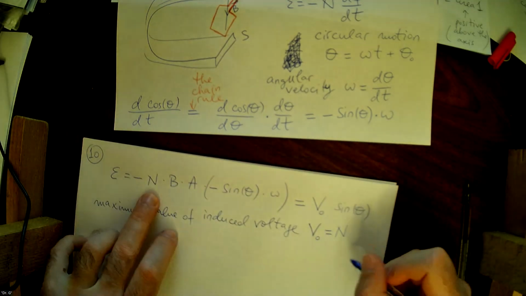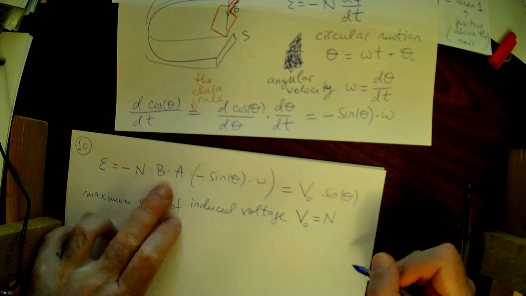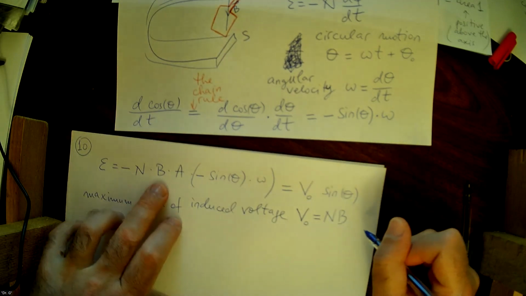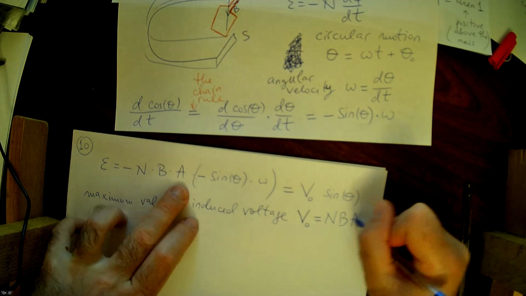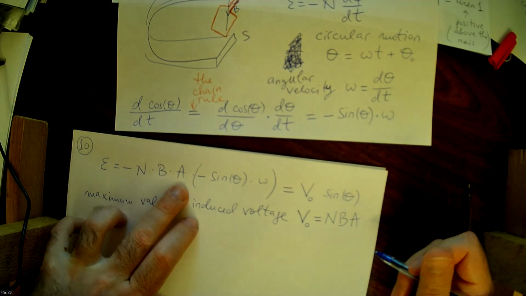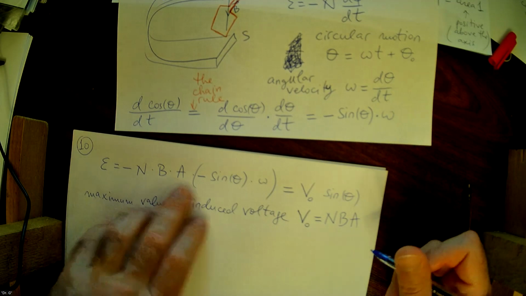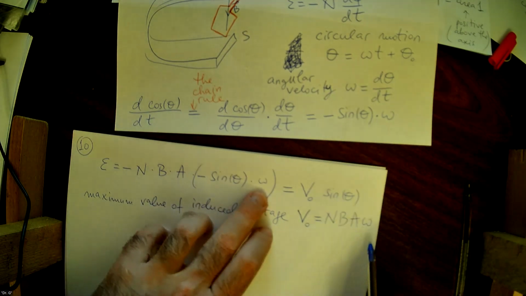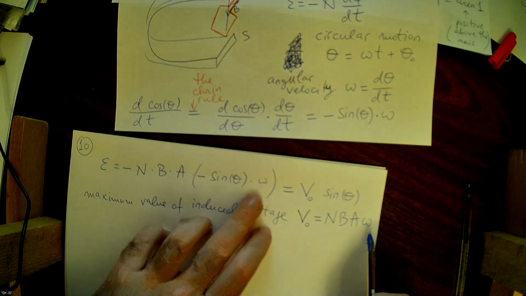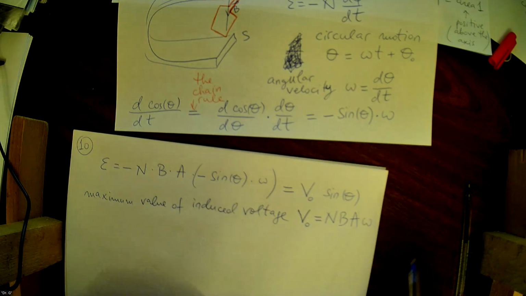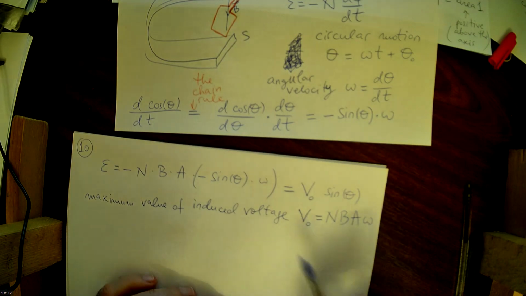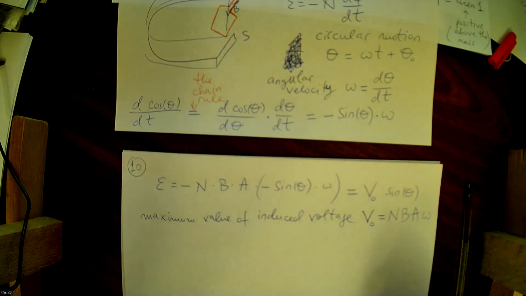The number of loops of wire in the coil times the magnetic field of the horseshoe magnet times the area of one loop of wire times the angular velocity. The faster I spin the coil, the higher the maximum voltage.